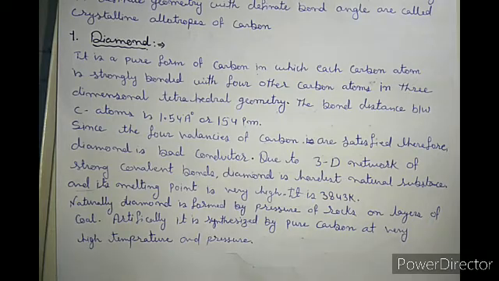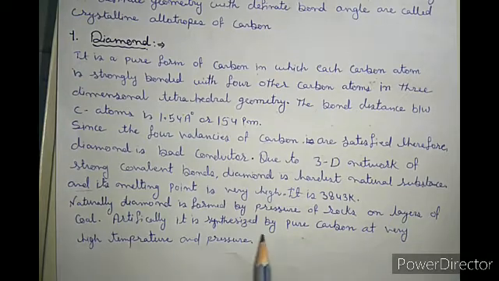Okay, now our last topic is how diamond is formed. Naturally, diamond is formed by the pressure of the rocks on the layers of coal. Coal, that means carbon. When the pressure of the earth crust is exerted on the layers of coal, the carbon particles come closer and make the tetrahedral transparent network, that means diamond. Got it?